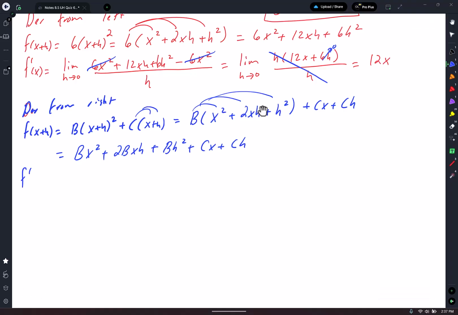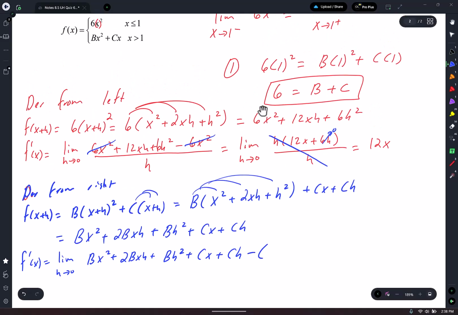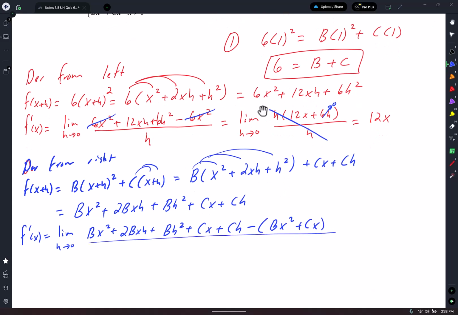derivative. F prime of x from the right equals limit as h approaches 0 of all this, bx squared plus 2bxh plus bh squared plus cx plus ch minus my original equation, which was parenthesis bx squared plus cx, close it. All this is over h. I'm going to distribute the negative.